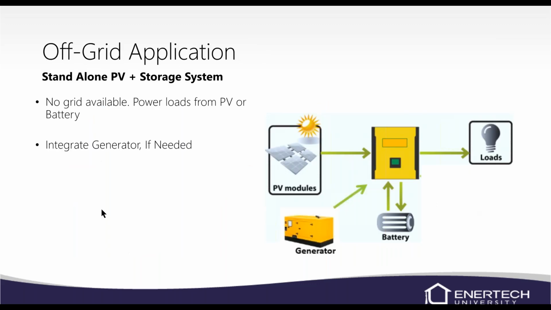So here's a standalone solar array, or PV array, and a storage system. If there's no grid available, you're off grid, out in the middle of nowhere, you don't have power coming in from the AC grid. So basically you have your modules, you have your inverter, which converts that power to usable AC power, and then you've got your battery bank, and you can also tie a generator in if needed. So this would be more of an off-grid type setup.